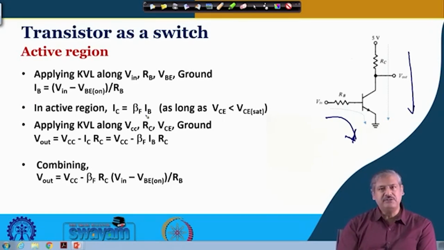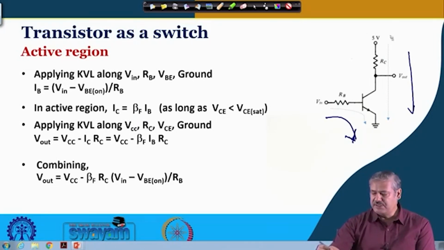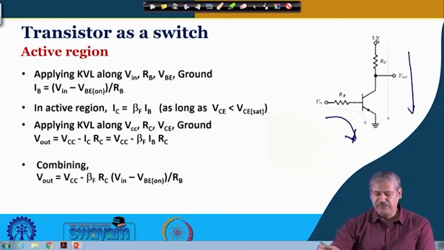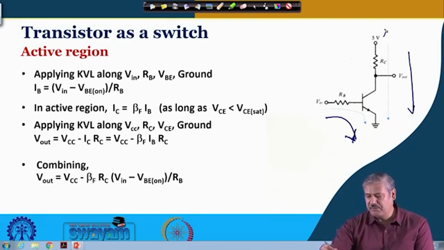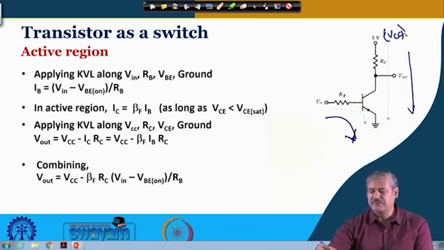Now, in active region we know IC is equal to beta f IB, and in active region this is the other loop along which we are applying KVL. So, this is 5 volt, that is the VCC that we have already mentioned. Generally speaking we write it as VCC because we can change it to some other voltage other than 5 volt if so required. For generalization purpose we write this as VCC.